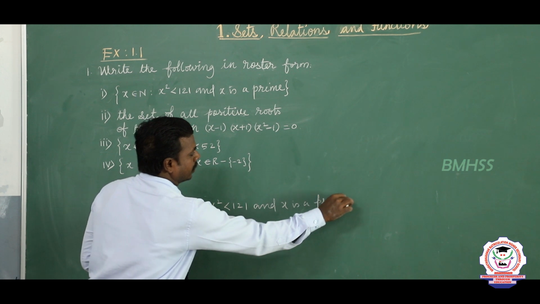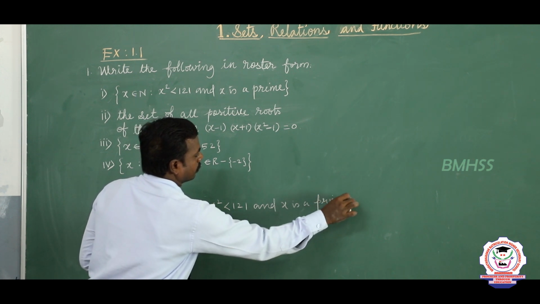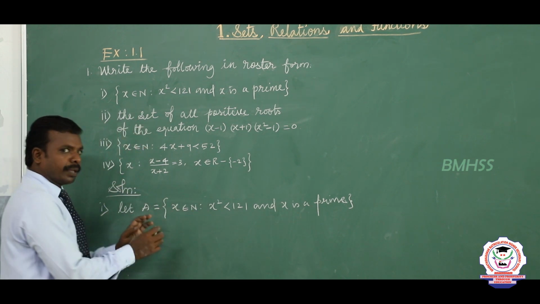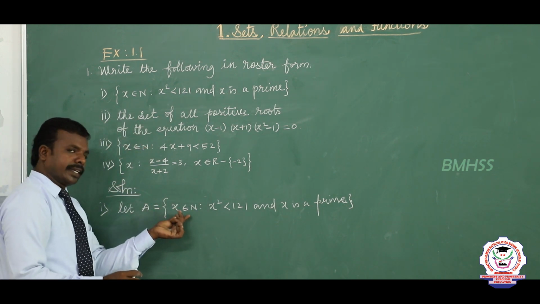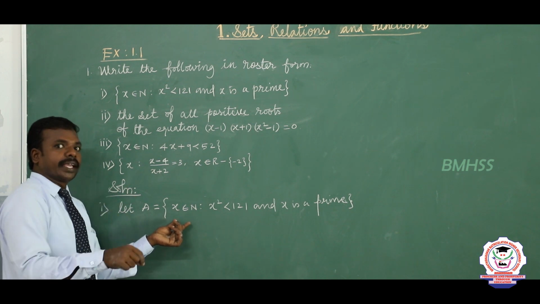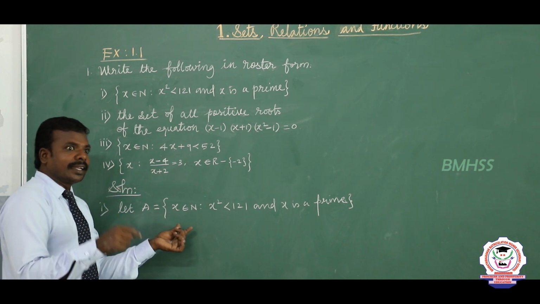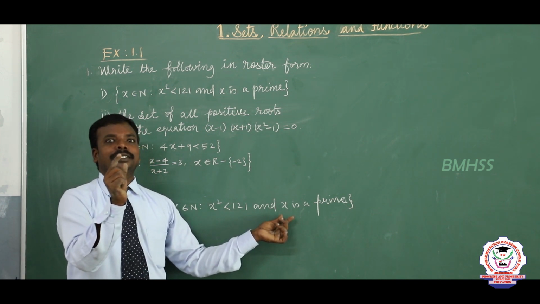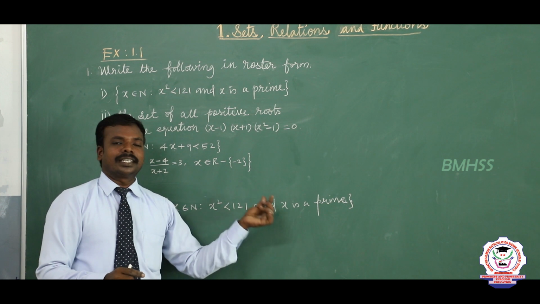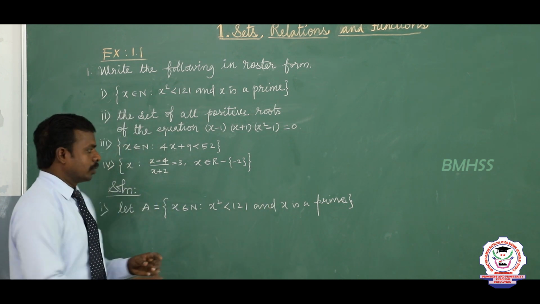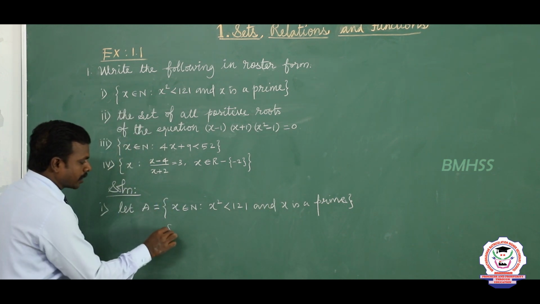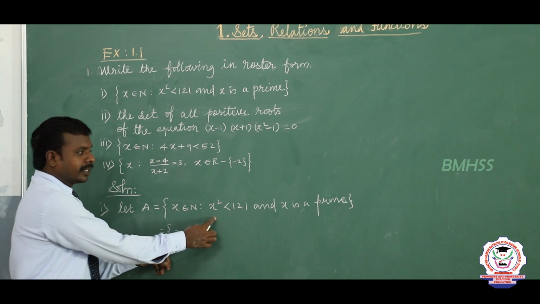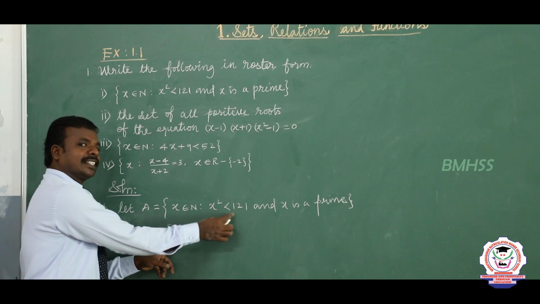Yes, this is very simple. x is a prime. Now I'm going to check the numbers. First, x is a natural number, so I'm going to take the value of x from the natural numbers, and that natural number should be prime. So what is the first prime number in the natural numbers? The first prime number is the even prime number, that is 2. I'm going to consider that. 2 square is 4, that is x square. 4 is less than 121.